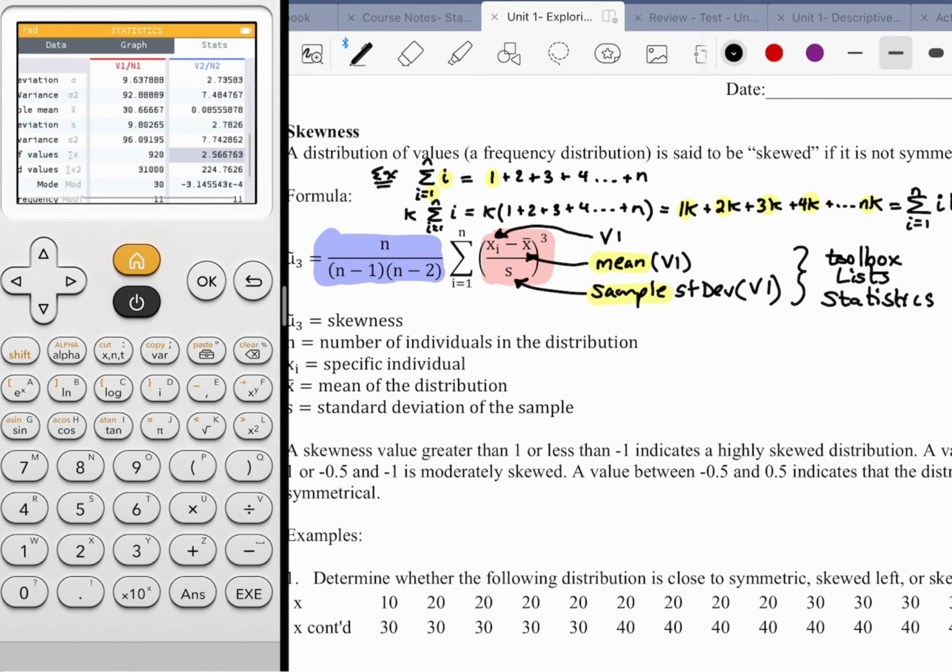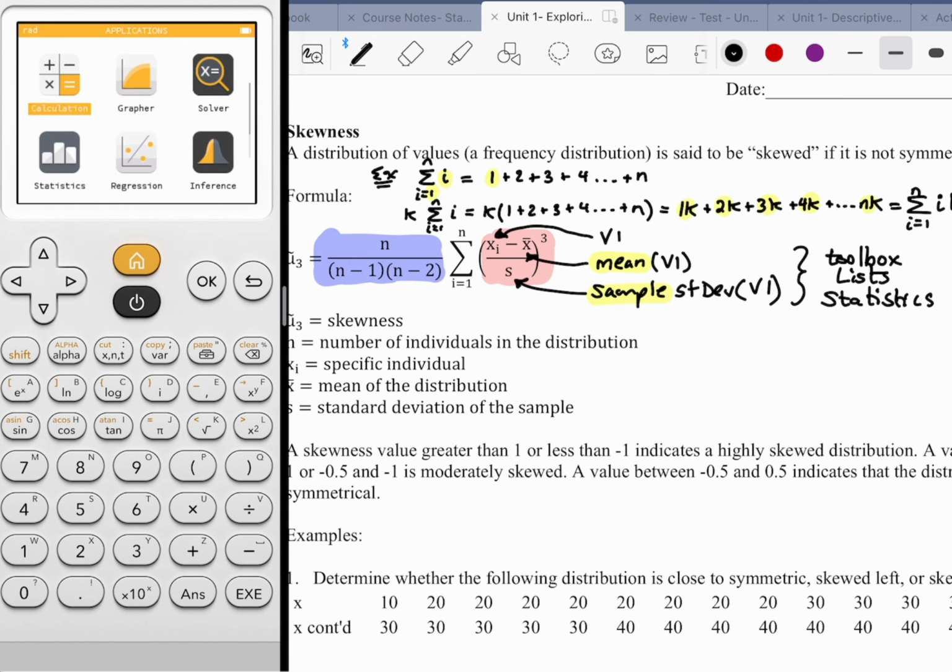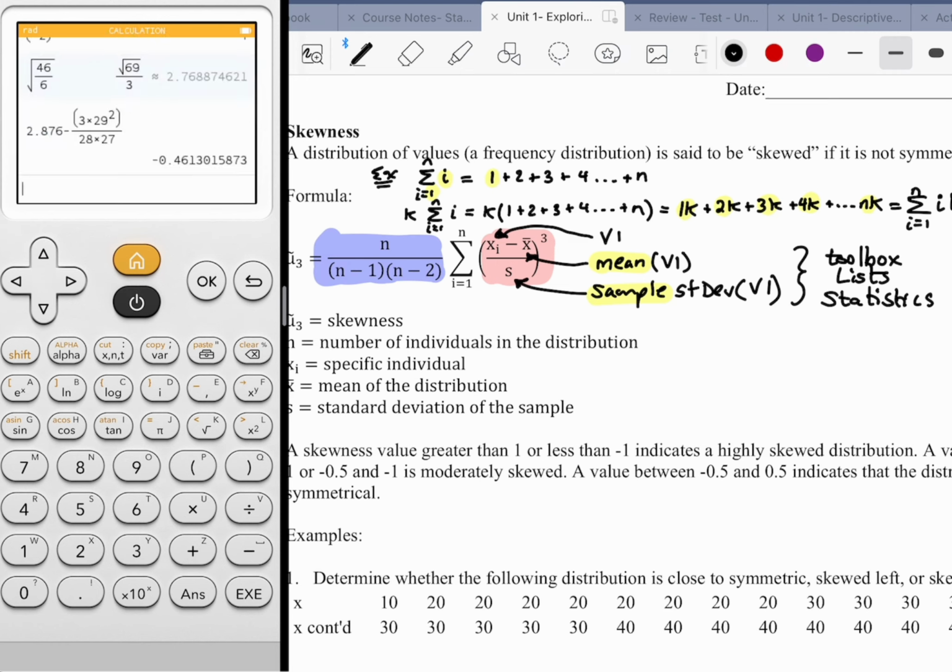So I have 2.56, whatever. I don't want to have to write that down and type it out again, so I'm going to do a quick copy. Copy is the var key right next to the toolbox. So shift var, and I'll have a copied value. When I go into my home screen, my calculation screen, and paste it, that number comes out. So you go right onto the number, shift var for copy, go into the calculation screen, shift toolbox, and that'll paste it.